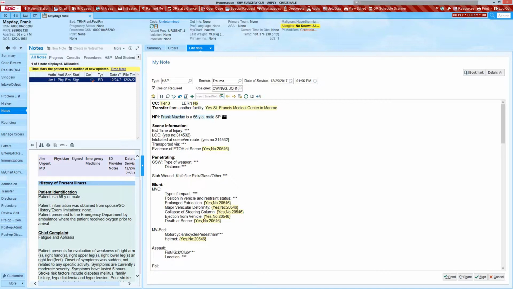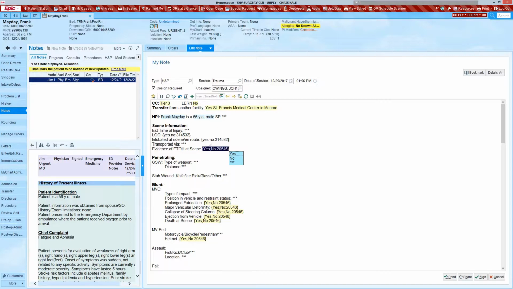The rest of the information is specified throughout the note. The scene information includes the estimated time of injury, whether or not the patient lost consciousness, whether or not they were intubated, whether they transported themselves or were transported by an EMS. Also, whether or not there is evidence of there being alcohol at the scene.